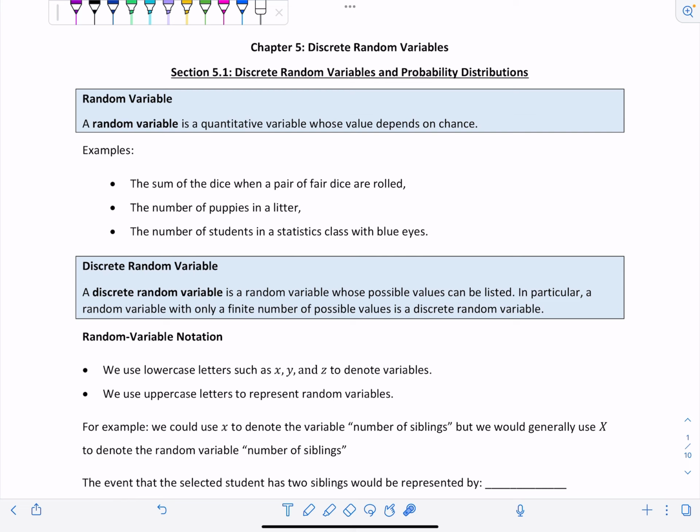We're going to focus now on discrete random variables. And a discrete random variable is a random variable where the possible values can be listed. So in particular, it's a random variable with only a finite number of possible values. If you think about it, like the sum of the dice, when you roll a pair of fair dice, it could only take on the values from 2 through 12. We could list them all. There aren't infinitely many options, and it's not going to take on any decimal values either. It's countable. Same thing, number of puppies in a litter, number of students in a class, etc.